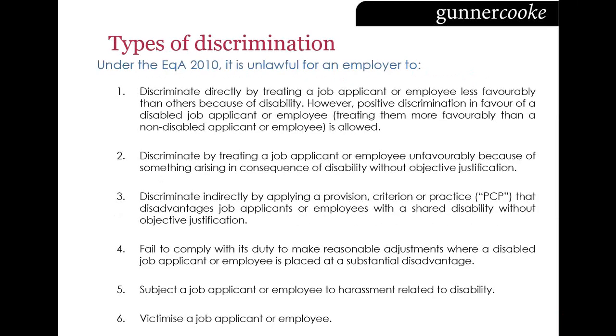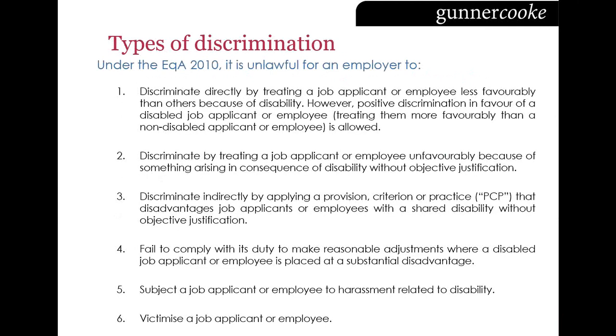So the types of discrimination in relation to disability discrimination, you'll see 6 there on the slide. Now, the first one is direct discrimination, and you'll all be familiar with this from the sex, race, age discrimination framework. Discrimination arising in consequence of a disability, or discrimination arising out of a disability, is the one I'm going to be focusing on today, and this is unique to disability discrimination.